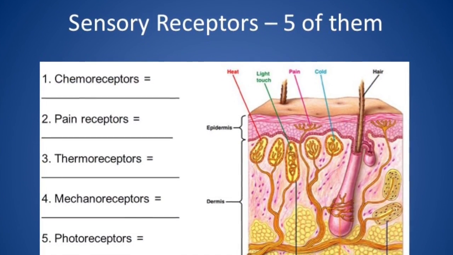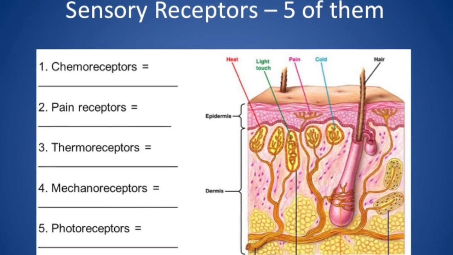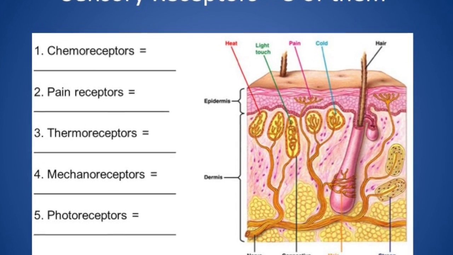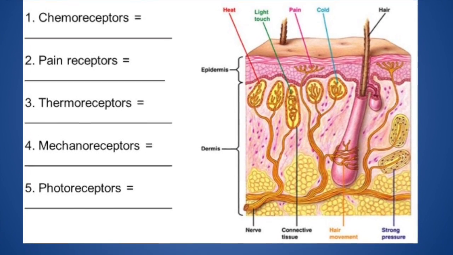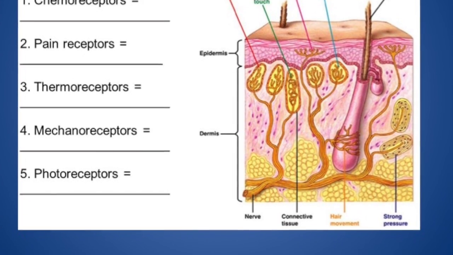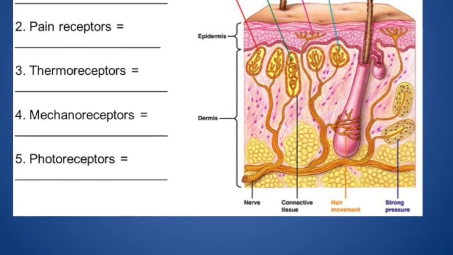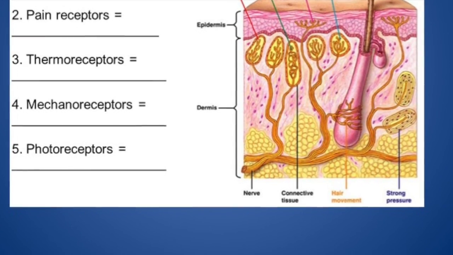The sensory receptors that react to stimuli from the environment can be classified into 5 different areas: pain receptors, thermoreceptors, mechanoreceptors, chemoreceptors, and photoreceptors.